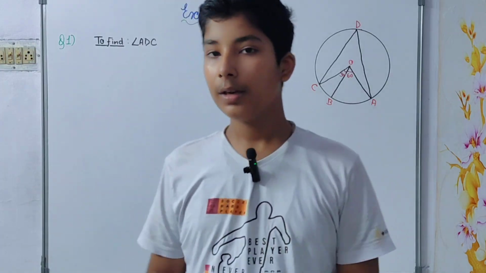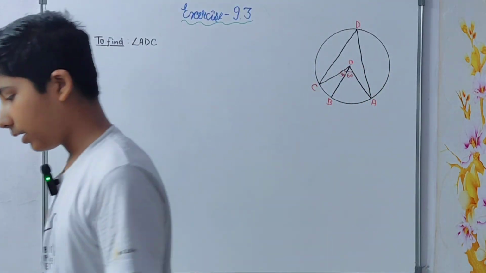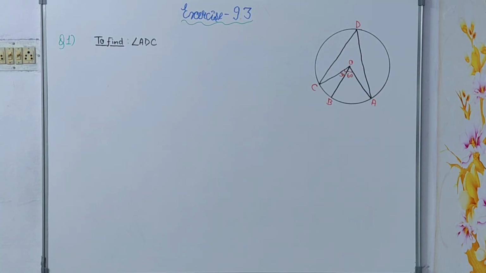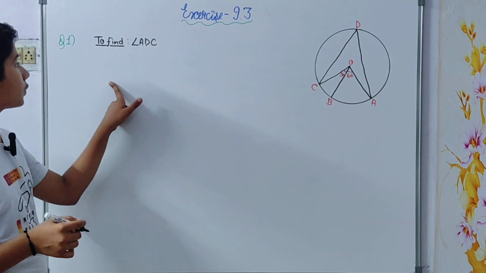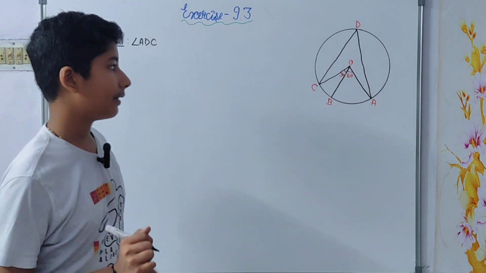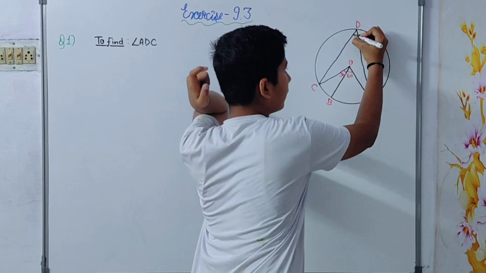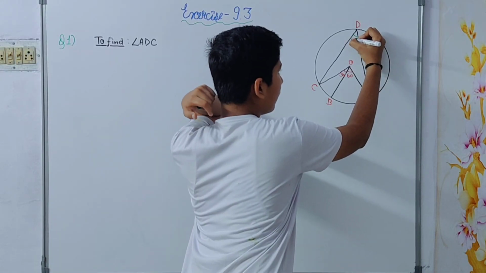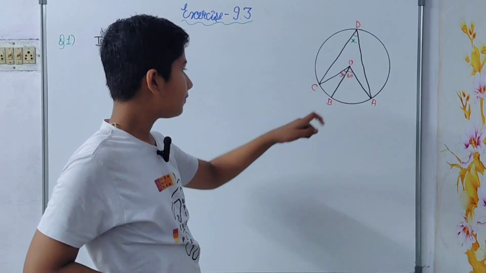This is part 1, and we are going to do questions number 1, 2 and 3. So let's always take our green marker and start. In this question we have to find angle ADC. Angle ADC means this one. Let this angle be X.